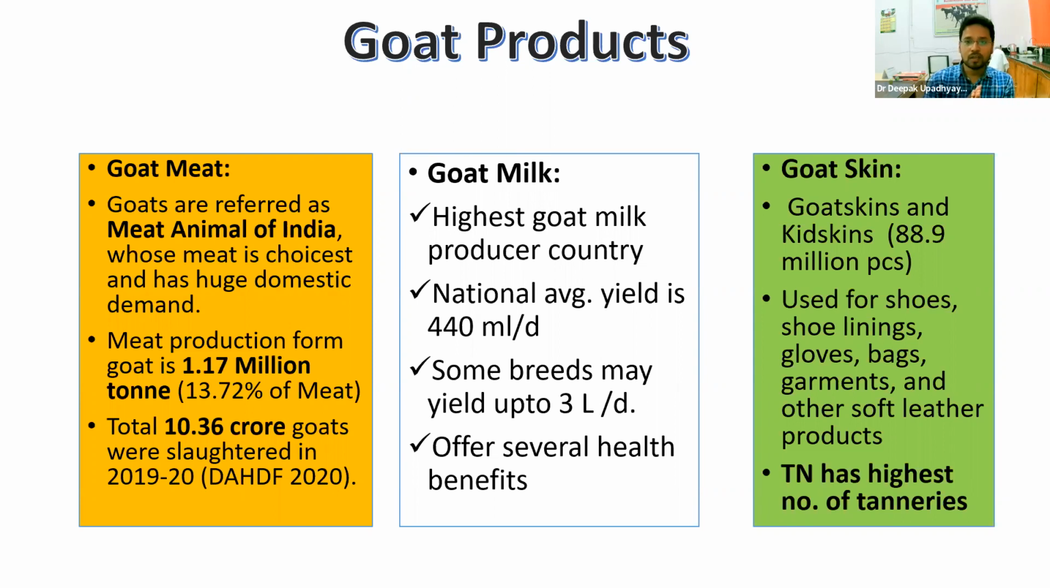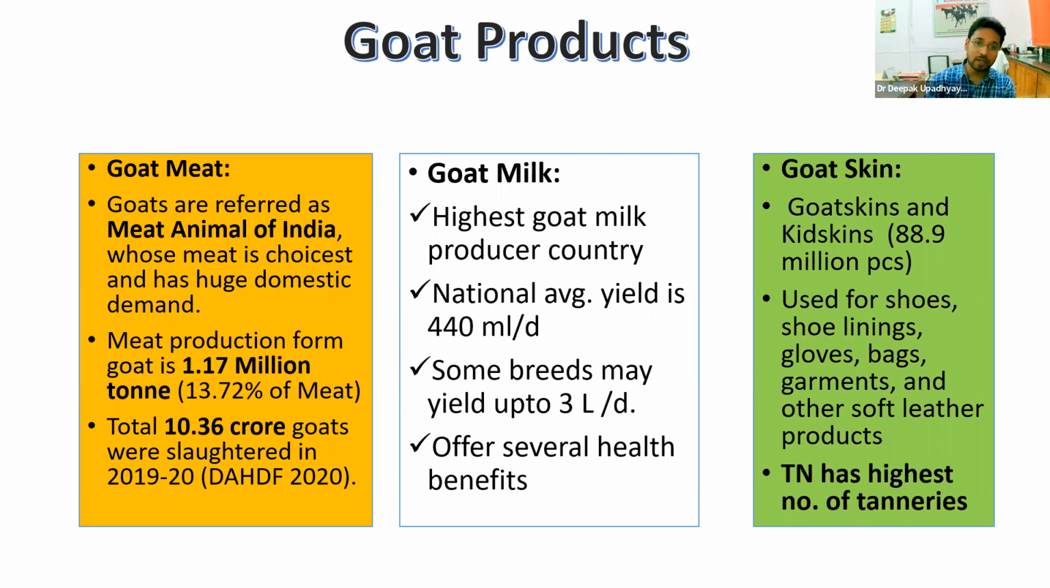Coming to goat milk, this is a very untapped sector in goat farming. Still, in our country, goat milk is consumed at its origin only. Although we are the highest goat milk producer country in the world, the average yield is only 440 ml per day. This is because no selection has been made so far for milk production in goats.